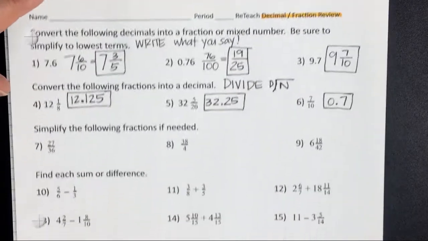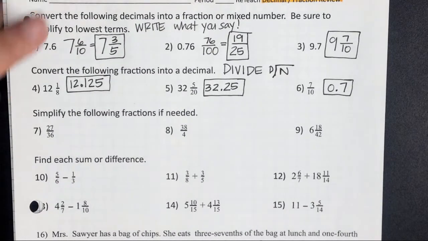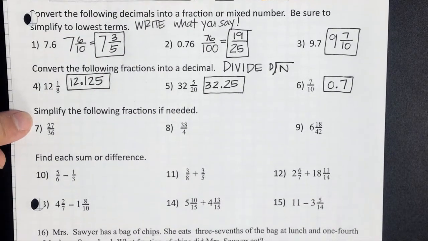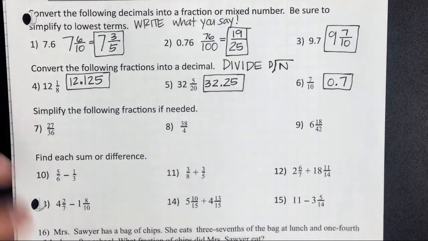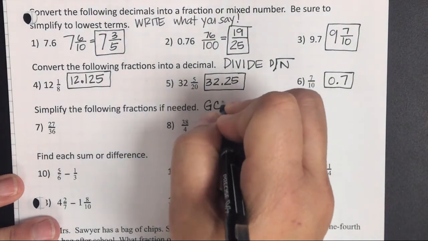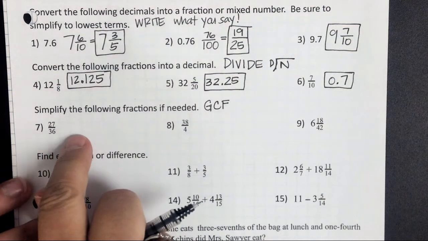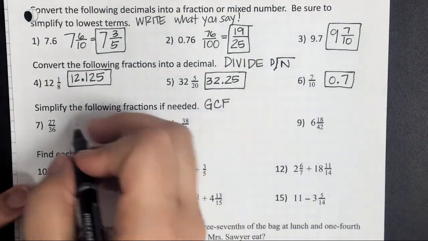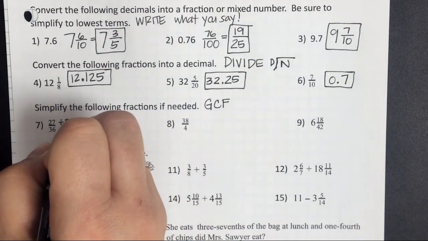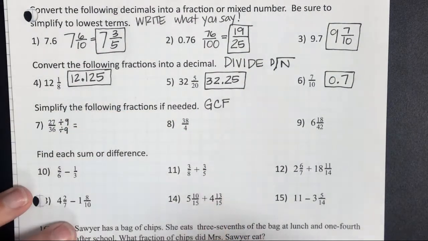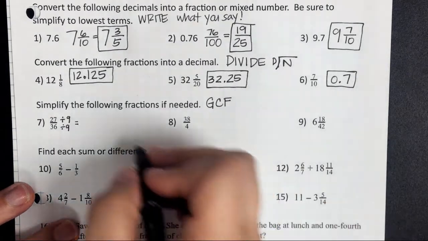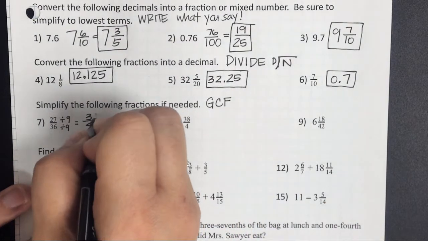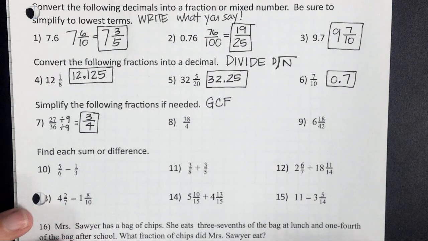Number 7, simplifying. What are we using when we simplify? Greatest common factor. Okay, so we're looking for our GCF, our greatest common factor. What is my greatest common factor of 27 and 36? 9. Absolutely. So I'm going to divide both by 9. What would that give us? 3/4. And that's it. Yep.